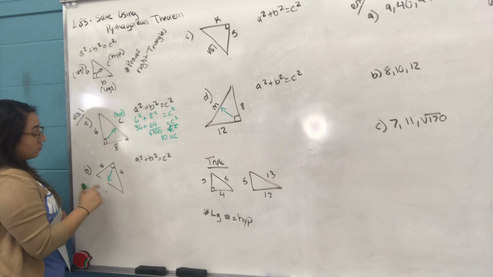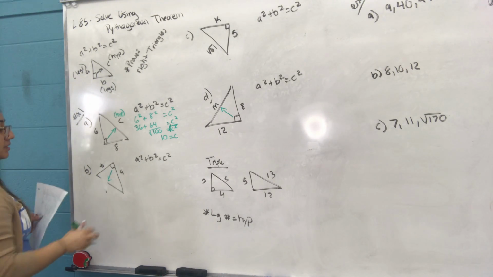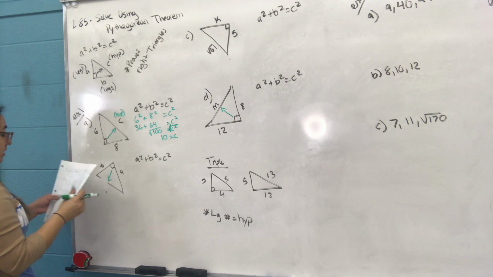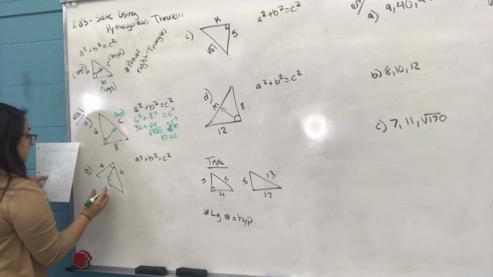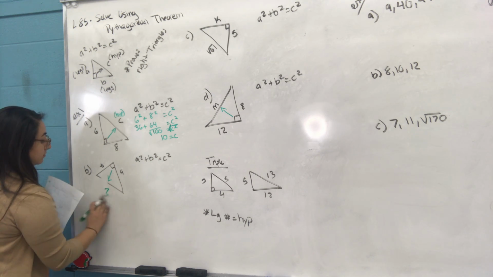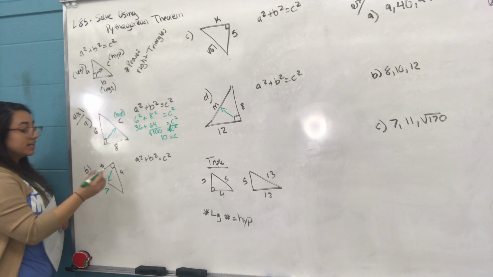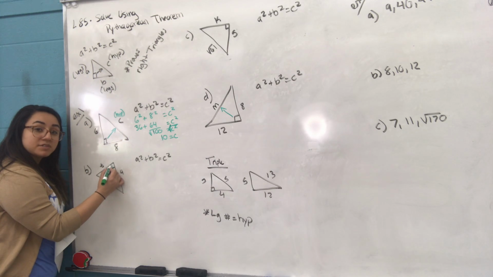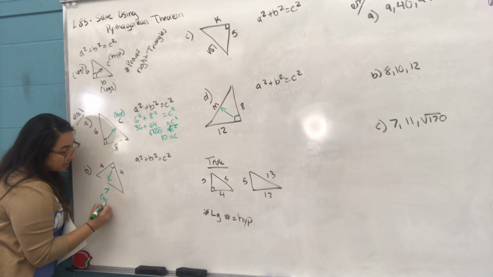Next one. One side squared plus the other side squared is equal to your hypotenuse squared. Kind of erased it. This is considered 7. Now, again, your hypotenuse is always right across from your box. So 7 is your hypotenuse.